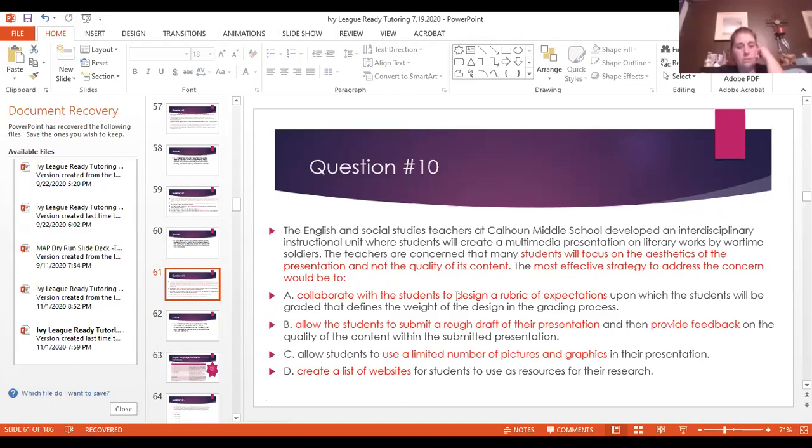It needs to be in context. It needs to make sense. But those are definitely the answer choices I lean towards when I see a buzzword. That's just me.